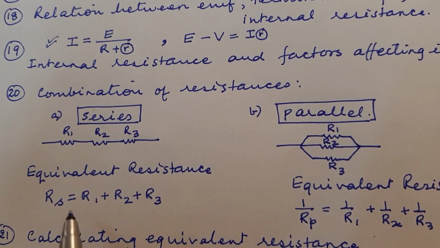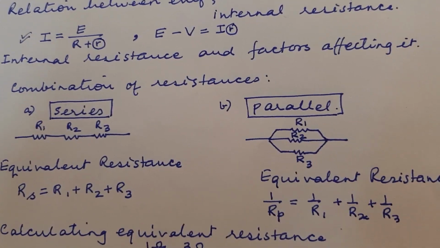And so as a result, the equivalent resistance in series is greater than the greatest individual resistance. And so if we want to increase the resistance, we will combine them in series, which means we will get lesser current. More the resistance, less will be the current in the circuit.